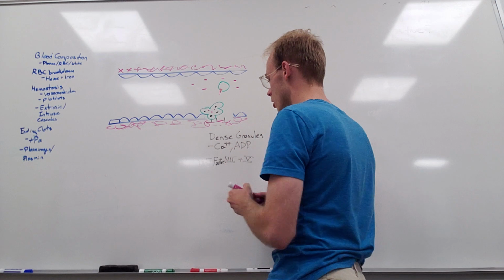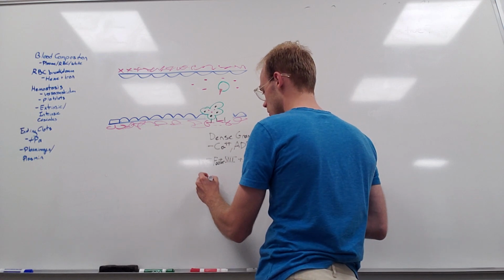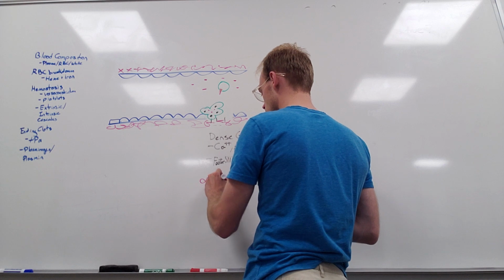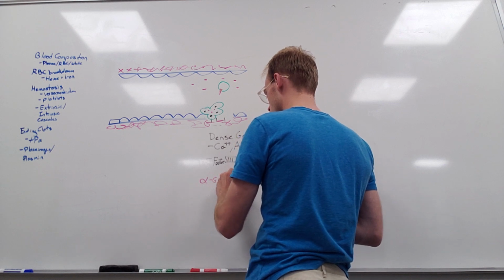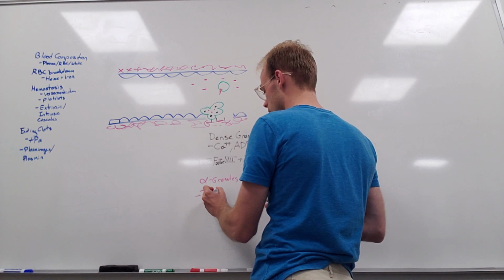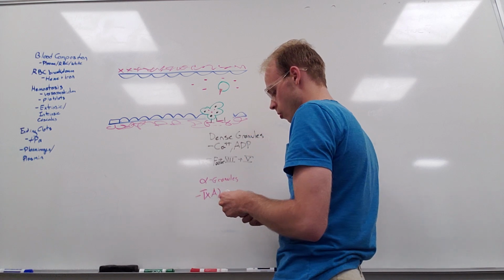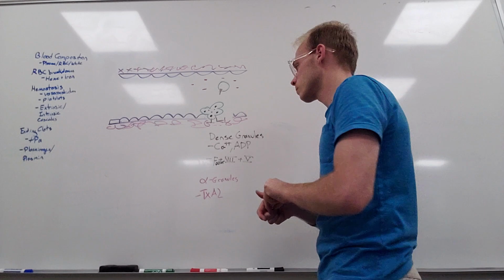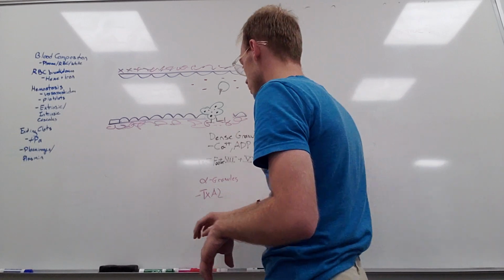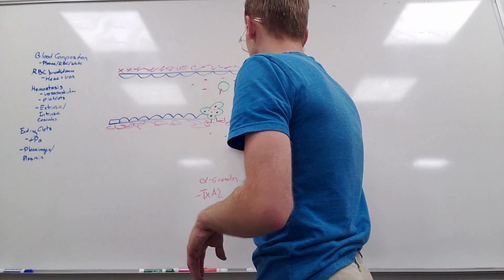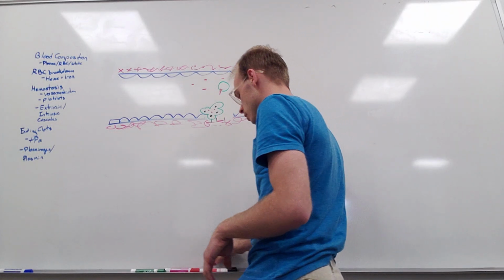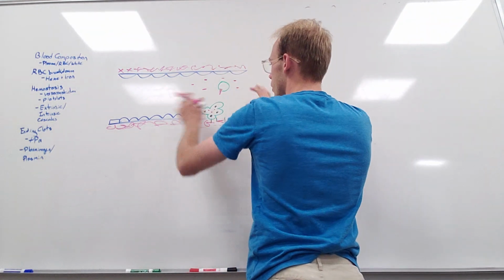Our little pink dots, those are called alpha granules. And those contain what's called thromboxane. Okay, so those are granules. I'm going to erase that so I have space. So what happens is those will release that stuff.